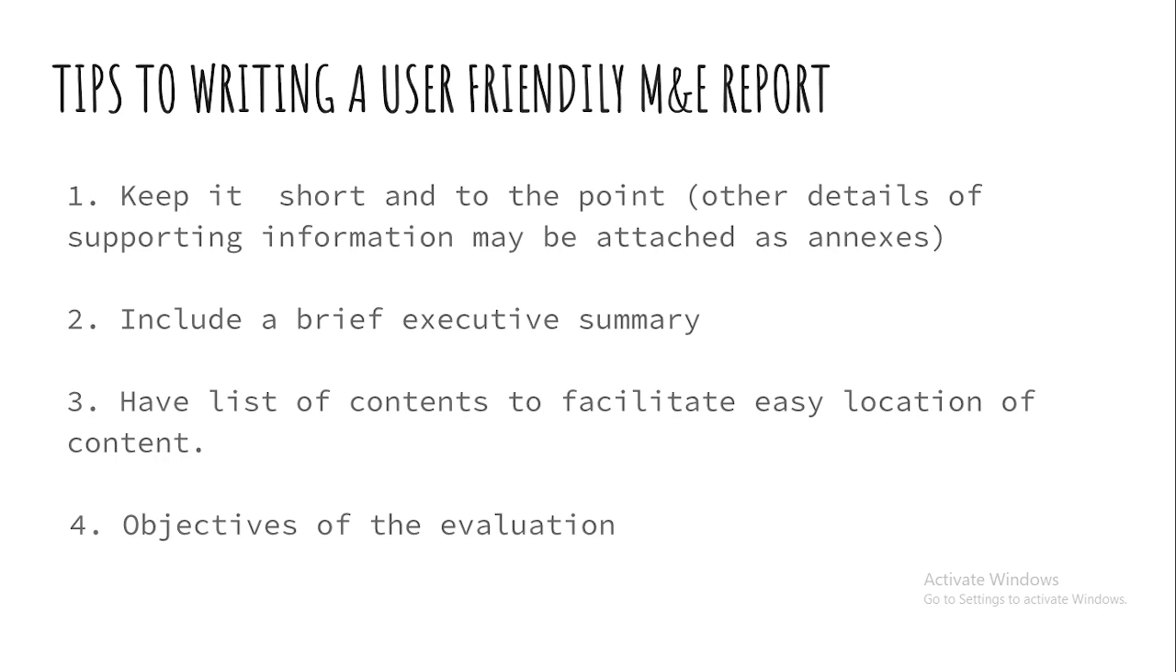Have a list of contents to facilitate easy location of your content. The table of contents is very important in your report, so that someone who's looking at it can easily identify and locate the sections they want to go to. Always include the objectives of the evaluation in your report. It's very important. It helps someone understand the rationale of the evaluation report.